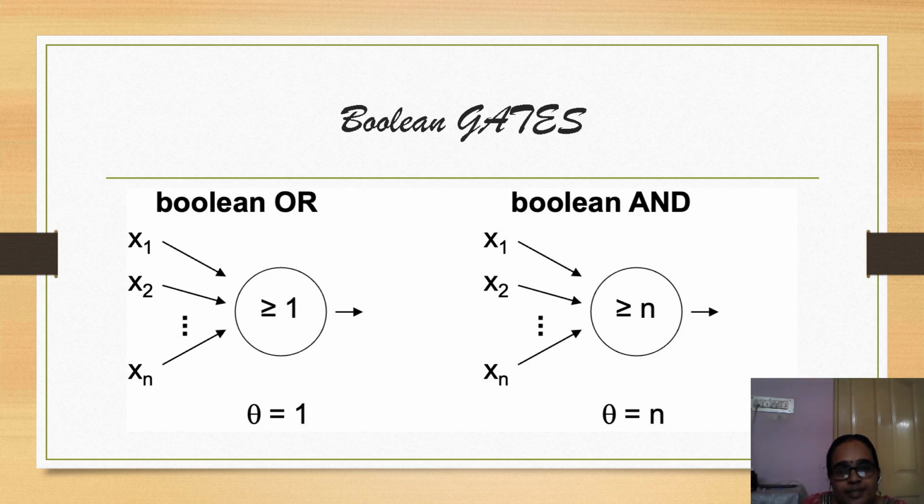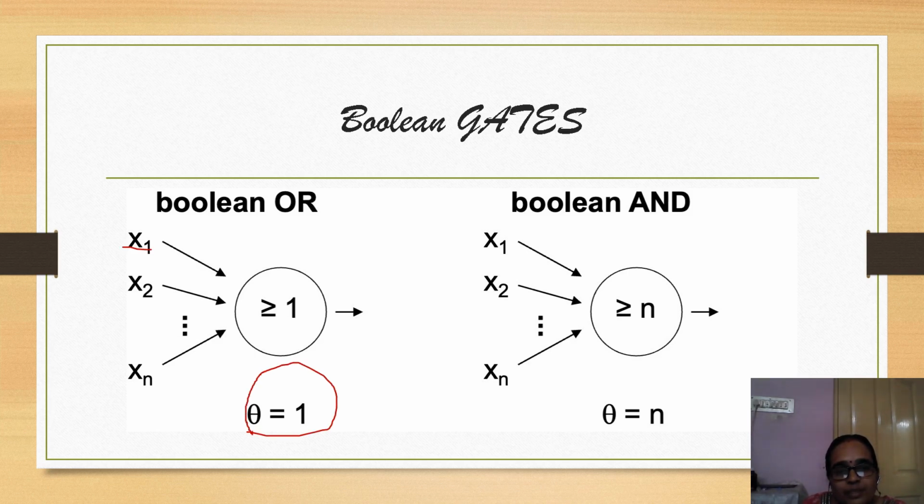So next we'll see Boolean gates. As the basic McCulloch-Pitts neurons are binary input, binary output neurons, this can be easily used for designing basic Boolean gates. We will see the simple Boolean OR and simple Boolean AND. We know that as per the truth table of OR, if any input is 1 means the answer will be 1. So the theta can be designed as 1.